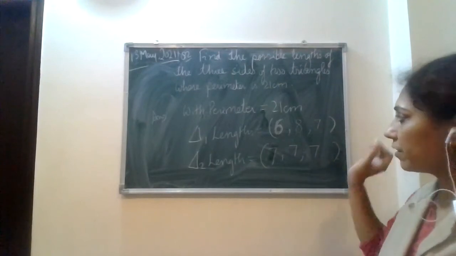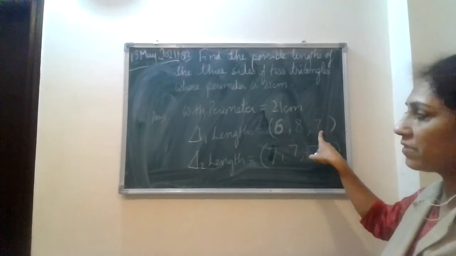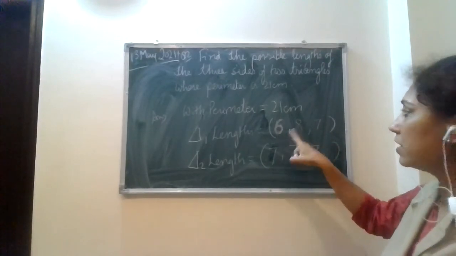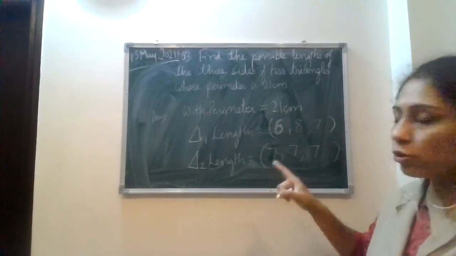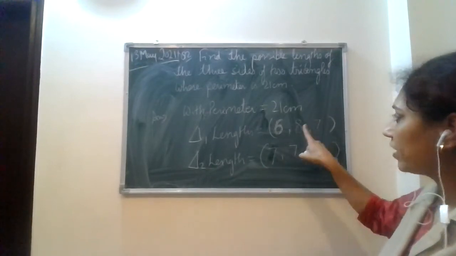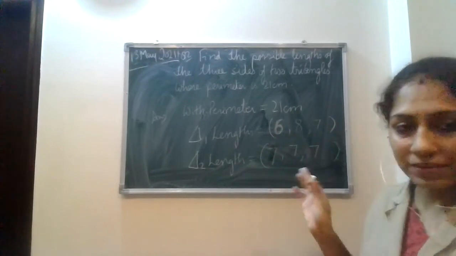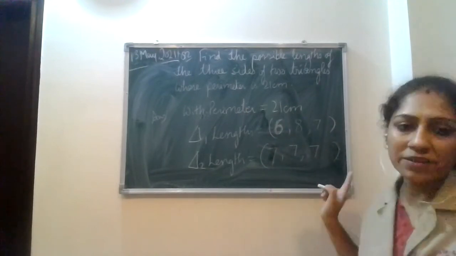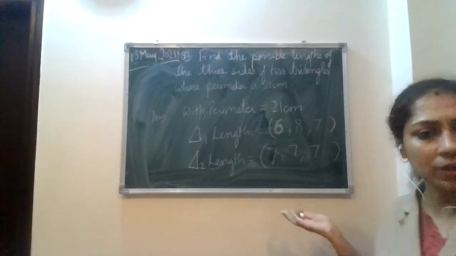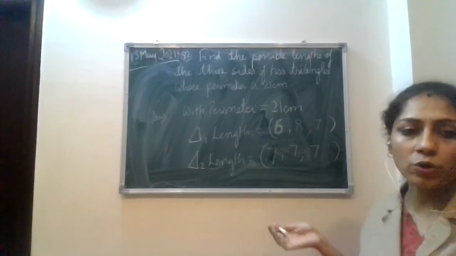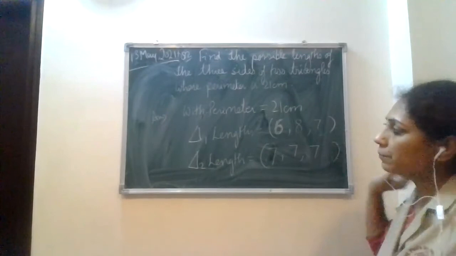6 plus 8 is 14, plus 7. Now you can add: 6 plus 8 is 14, 14 greater than 7; 7 plus 8 is 15, greater than 6; and 7 plus 6 is 13, greater than 8. If you figure out the difference also, 8 minus 6 is 2, less than 7; 8 minus 7 is 1, less than 6; and 7 minus 6 is 1, which is less than 8. Same way, 7 plus 7 plus 7 is 21. 7 plus 7, 14, is greater than 7. It is okay. Now the difference is 0, it is always less than 7. Okay. So these are the two possible cases.